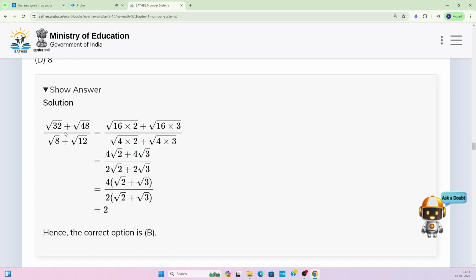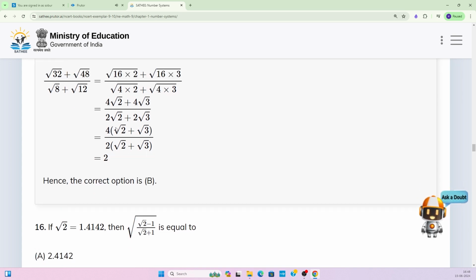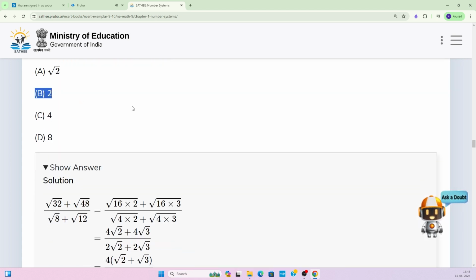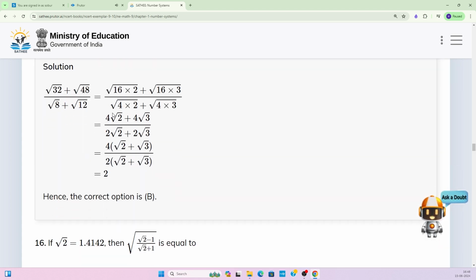Okay, so this is equal to (√(16×2) + √(16×3)) divided by (√(4×2) + √(4×3)), and this is equal to (4√2 + 4√3) divided by (2√2 + 2√3), and this is equal to 4(√2 + √3) divided by 2(√2 + √3), that is equal to 2. Okay, so hence the correct option is option number B. And now let us move to the next problem.